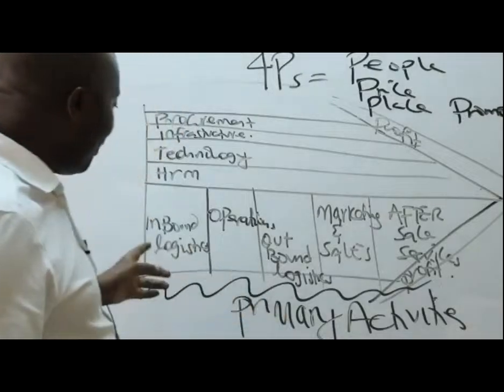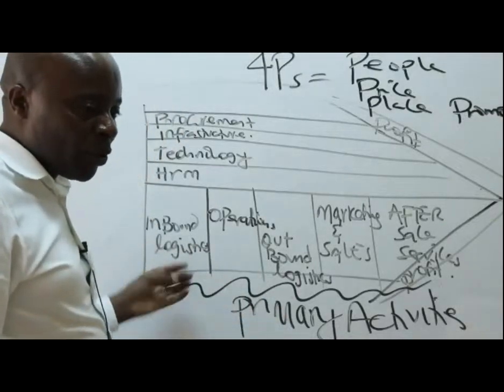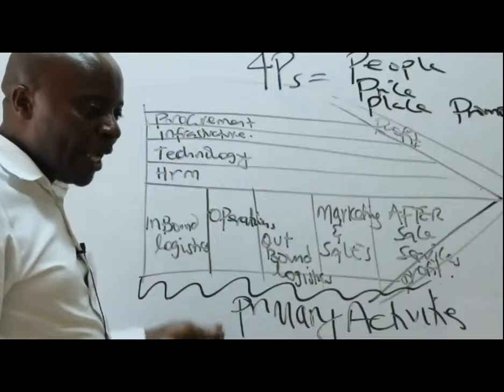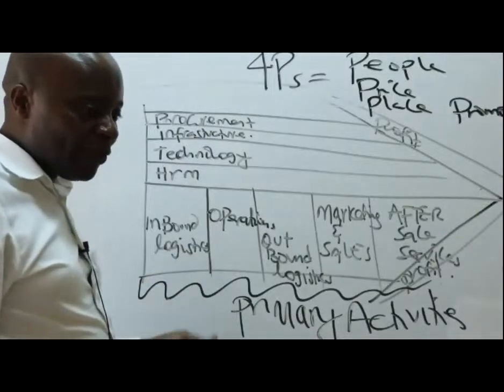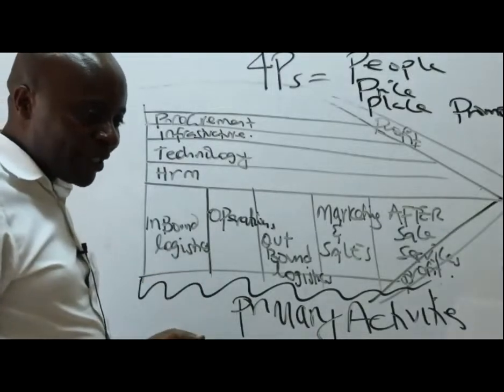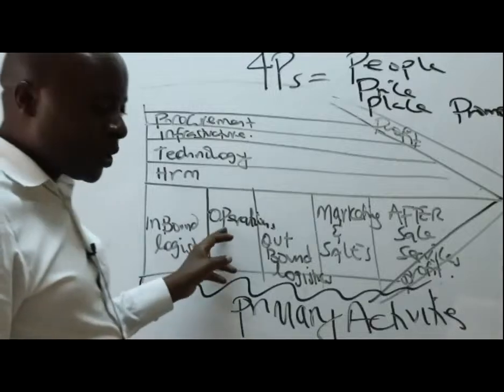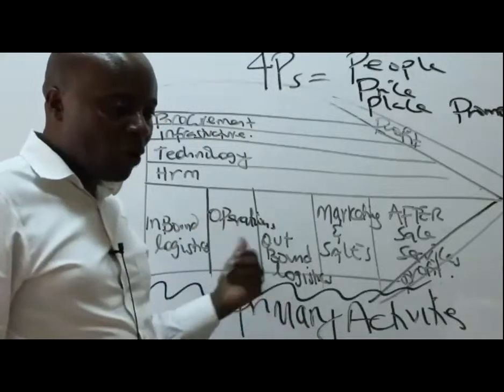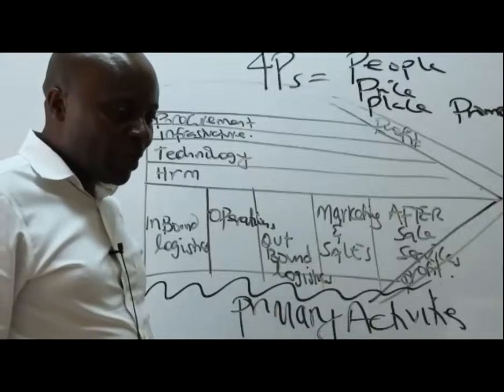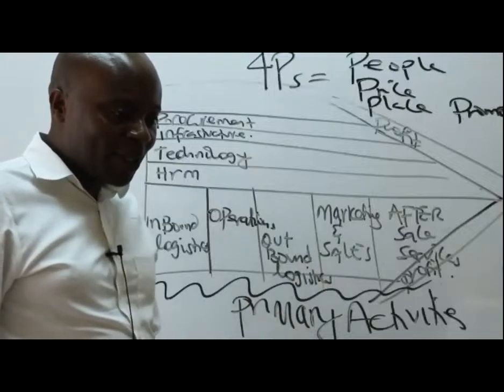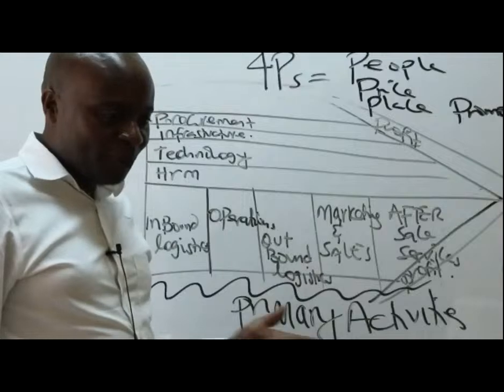Like when we talk of inbound logistics, we are looking at raw material acquisition. Are you getting high quality raw materials? Are you sensitive with prices? How are they being stored? Right? When we look at operations, we are looking at, ladies and gentlemen, the conversion of raw materials to finished goods. Are you using the best systems which are efficient?